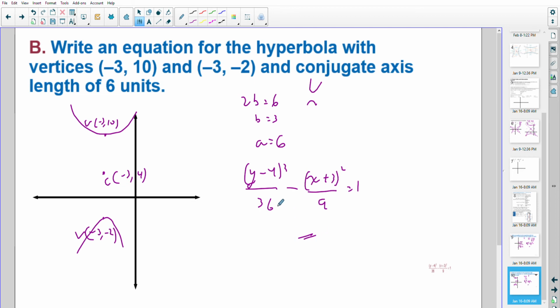So you don't have to identify the C here because all you need is your A and your B. I don't need the foci, but I could get them by using C squared equals A squared plus B squared. Just get the information that you need, plug them into the correct equation, and presto, there's your answer.